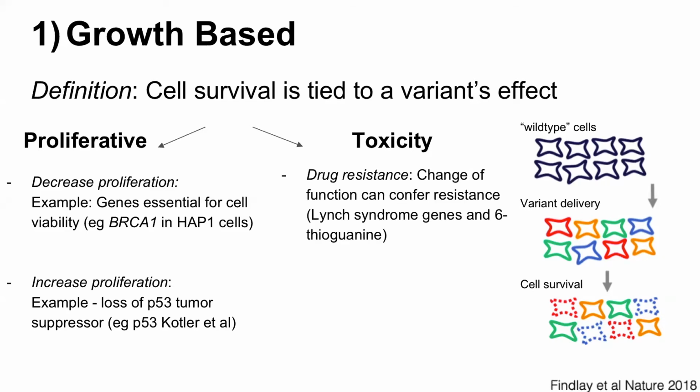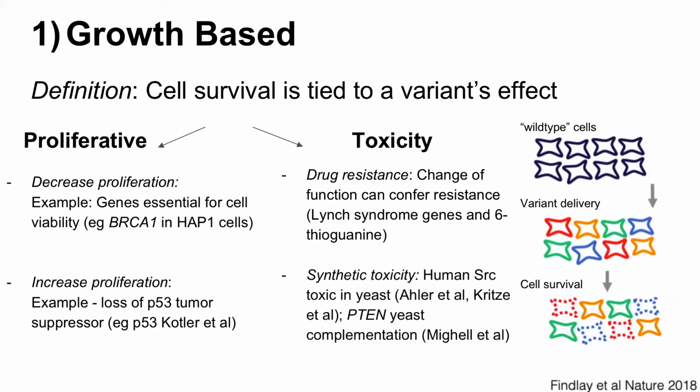Examples of this is you could apply some sort of drug selection in which case change of function could confer resistance to your drug. For example, the Lynch syndrome genes can confer resistance to metabolic drugs like 6-thioguanine, an application that's been used by the Kitzman lab at University of Michigan to phenotype those genes. Or if you don't even have a naturally occurring drug resistance phenotype, you could engineer a system as Ethan just described, in which a protein of interest creates a toxicity phenotype or rescues one, as in the case of human SARS, or complementation and rescue of loss of PTEN in yeast.